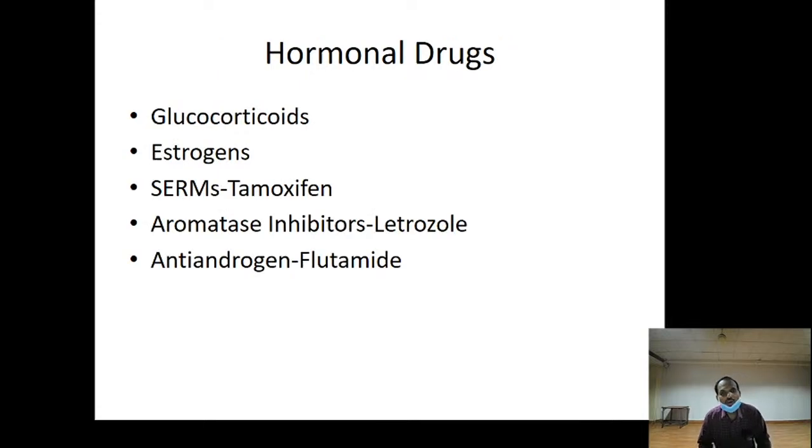Then there are certain hormonal drugs that are used in cancer. Glucocorticoids, for example, are used in lymphomas because glucocorticoids have lymphocytotoxic action.